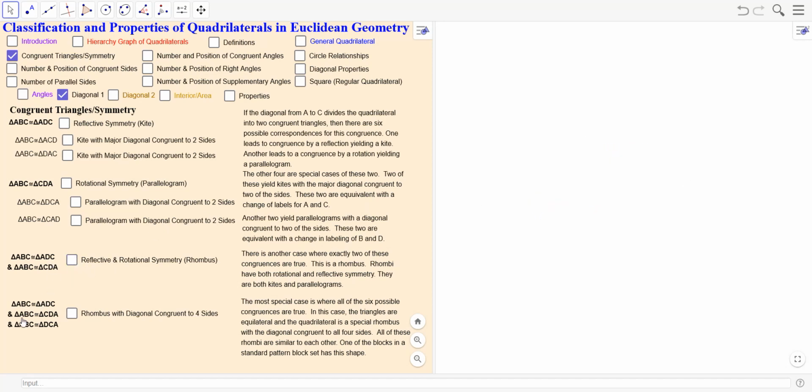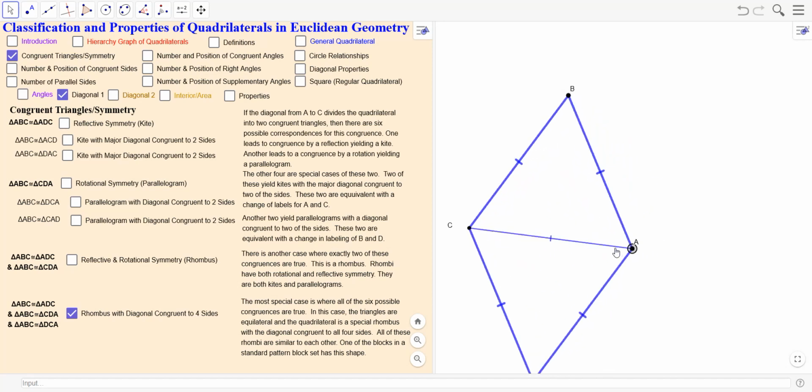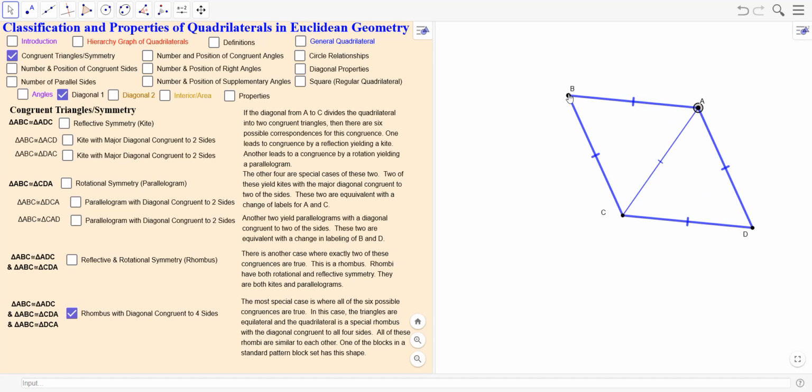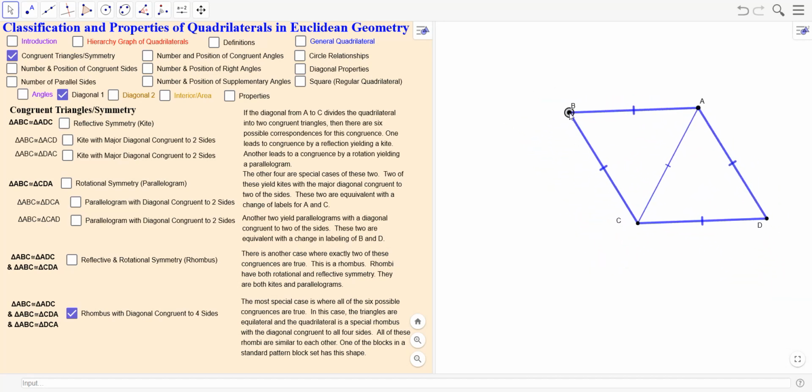And an even more special case of that, ABC is congruent to ADC, and ABC is congruent to CDA, and ABC is congruent to DCA. That's another rhombus again, but this time the diagonal there is congruent to the others. This one you basically get by taking two equilateral triangles and sort of mashing them together, and the outside becomes a rhombus. If you're familiar with pattern blocks that you may have seen in elementary school, there's a pattern block that looks like this, and there's also some equilateral triangles that'll fit inside it, just like this picture right here.